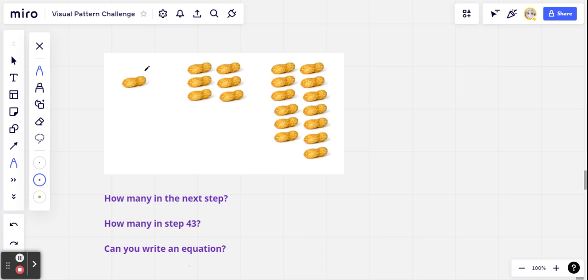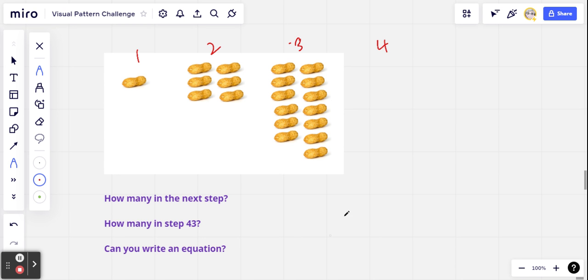Here's our pattern today. Here's step 1, here's step 2, here's step 3, and your challenge is to predict the number of peanuts in step 4. If you can do that, can you predict the number in step 43? And can you write an equation that could be used to predict the number of peanuts in any step at all? That's the challenge. If you'd like to accept it, pause the video and work it out.